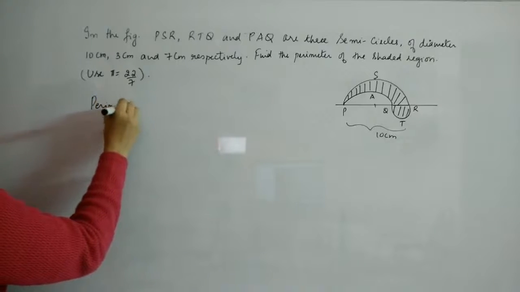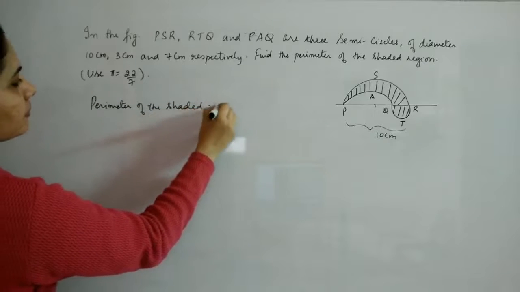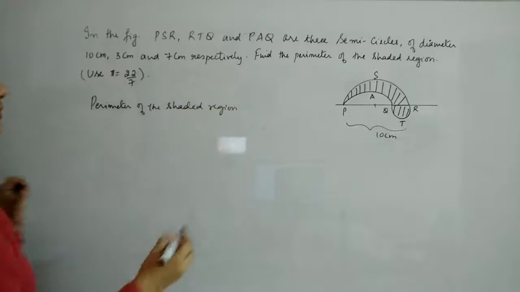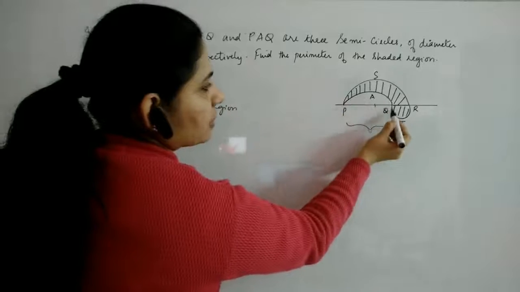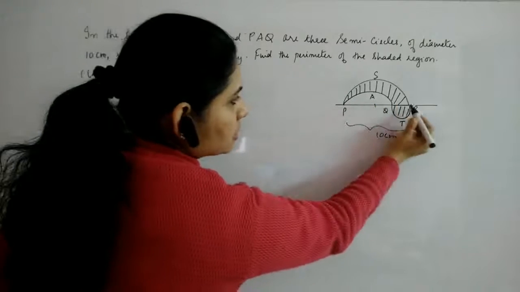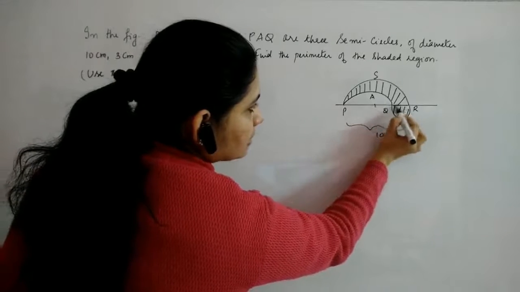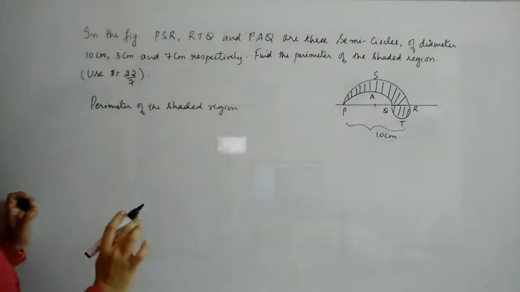You have to get the perimeter of the shaded region. That means the perimeter of this curve, the perimeter of this and the perimeter of this. You have to add all the three, right? So this much is 10. Now this much is 7 and this is 3. This is what is given in the figure.